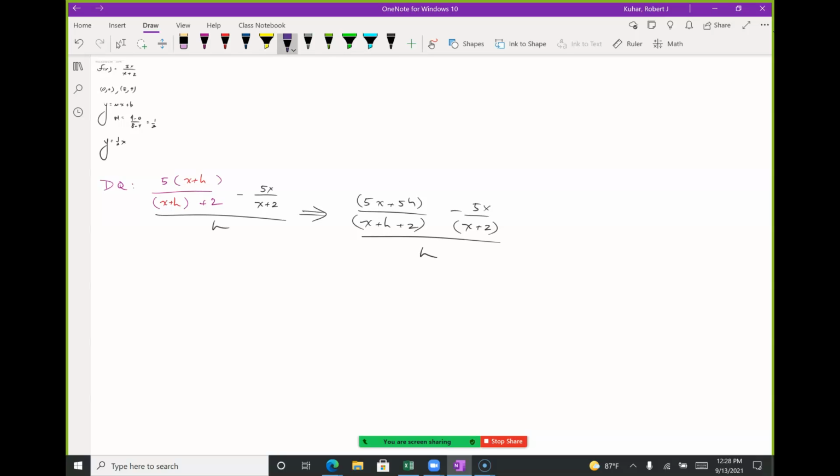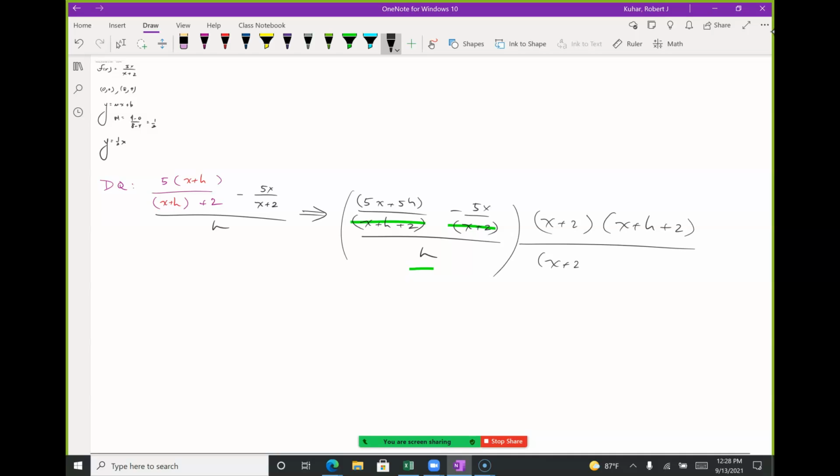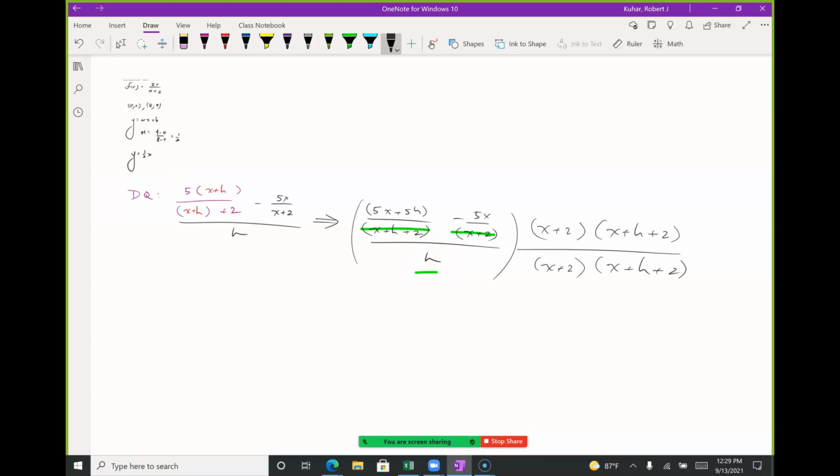I'm trying to now figure out the common denominator, and the easiest way is to multiply by the interior denominators. So I will have an x plus 2 and then an x plus h plus 2, and I'm going to multiply the whole thing by that over itself every time I have a fraction, when I'm working with a difference quotient with a rational expression.